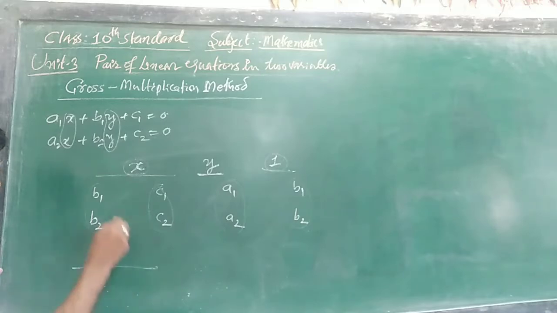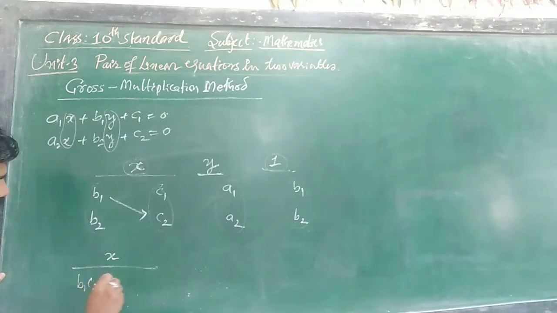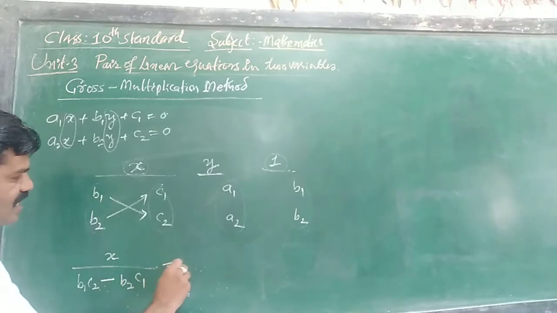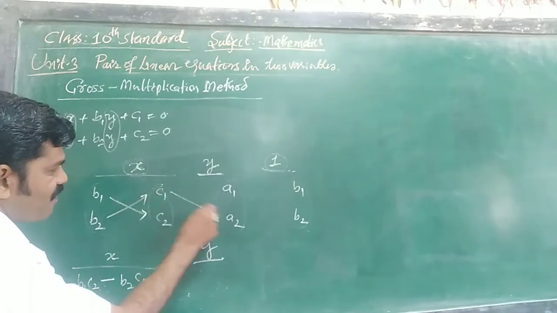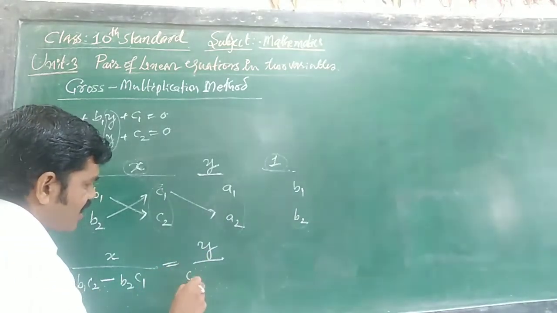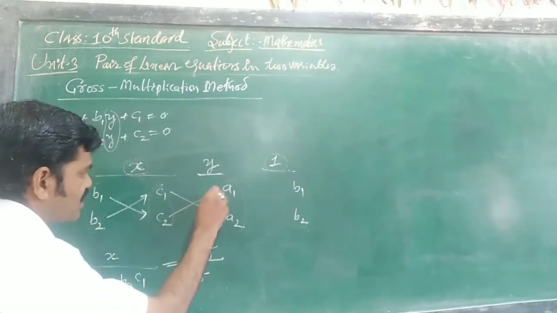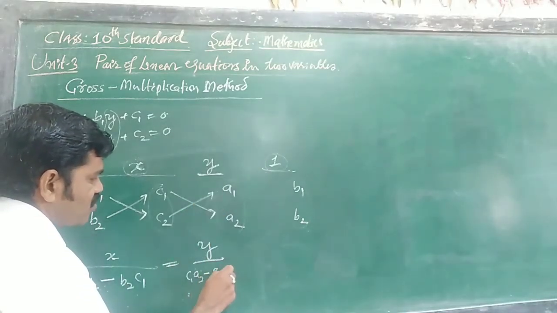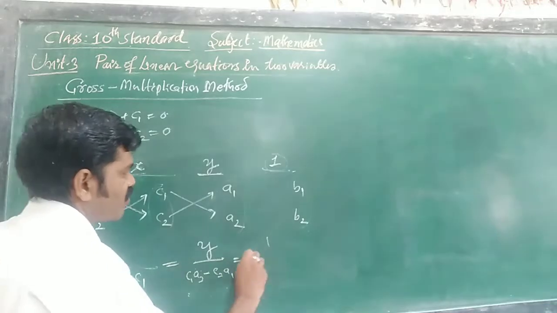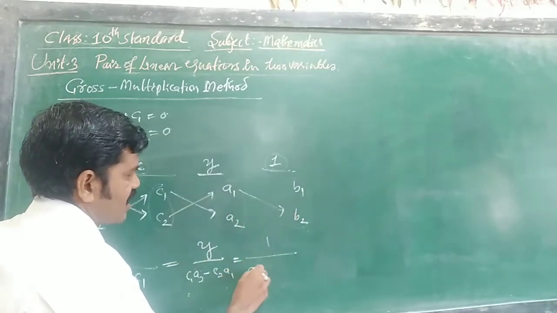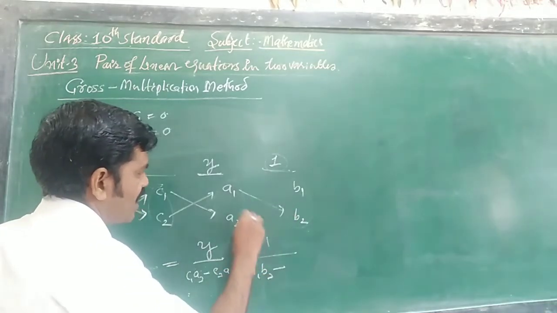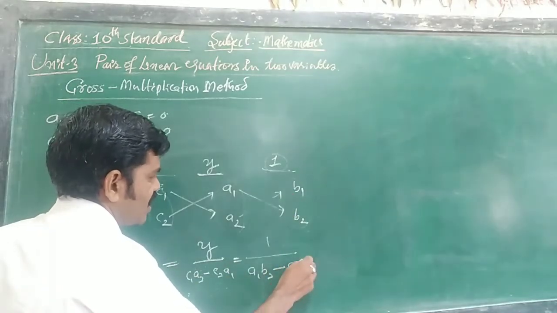See, x divided by b1c2 minus b2c1, that is equal to y divided by c1a2 minus c2a1, that is equal to 1 divided by a1b2 minus a2b1.